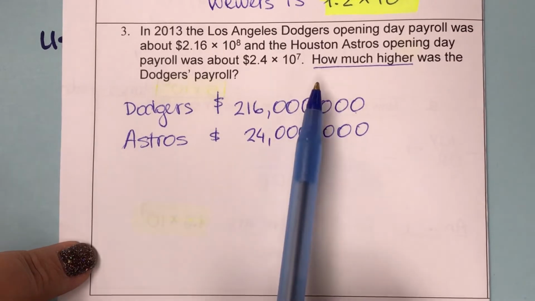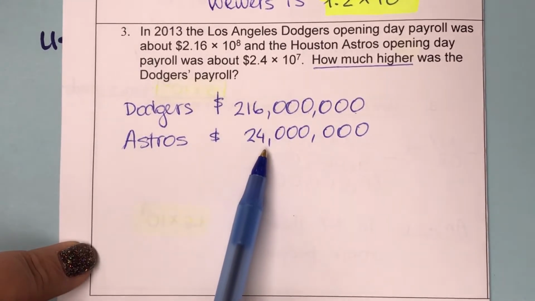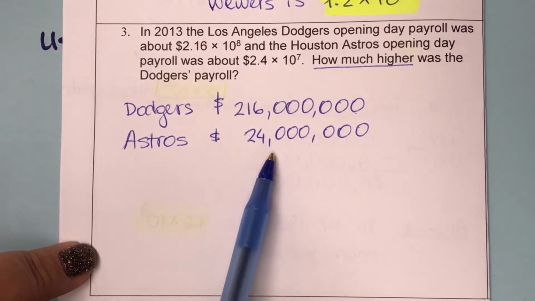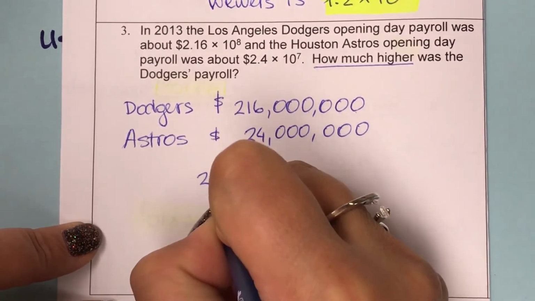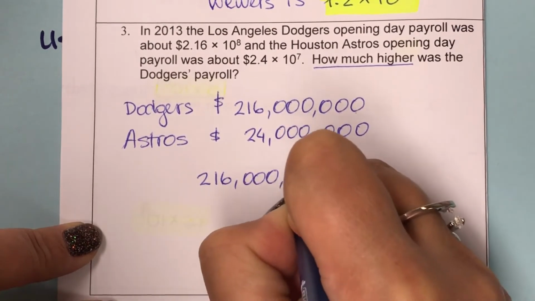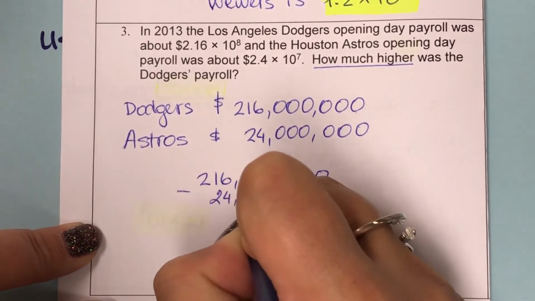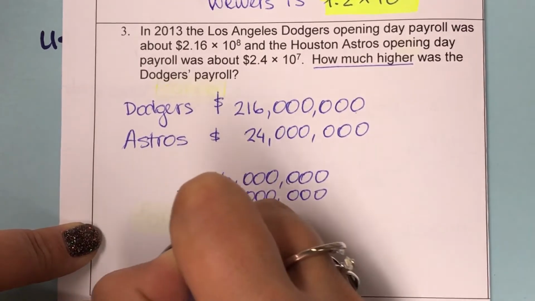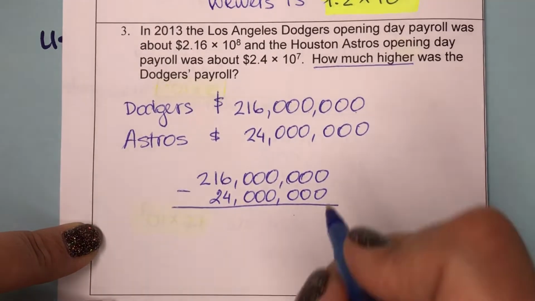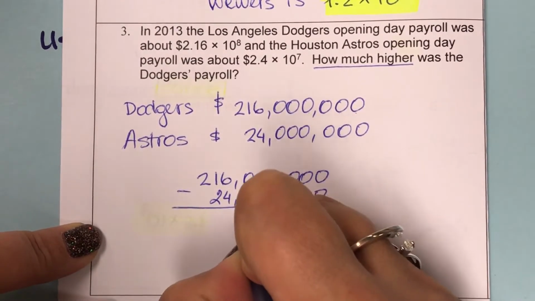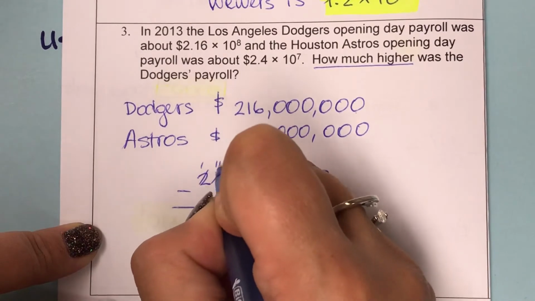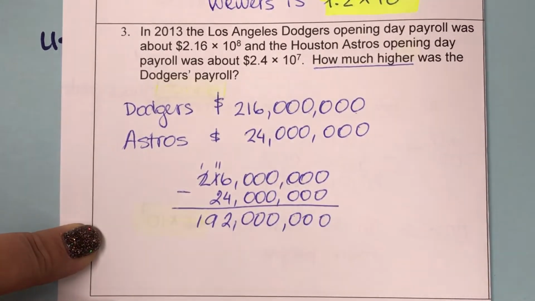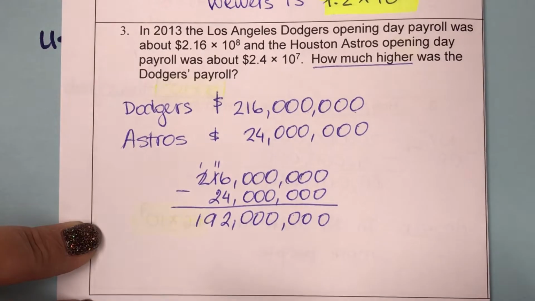Then we have the question, how much higher? So we know it's higher. Now the question is how much higher? That is asking for the difference. The difference between the two numbers is subtraction. So we're going to subtract our 216 million minus 24 million to see the difference of these two amounts, and that will be the answer. How much higher is the payroll? Which is 192 million. $192 million. It is the difference between the two.